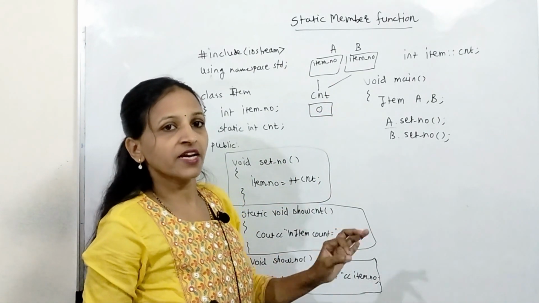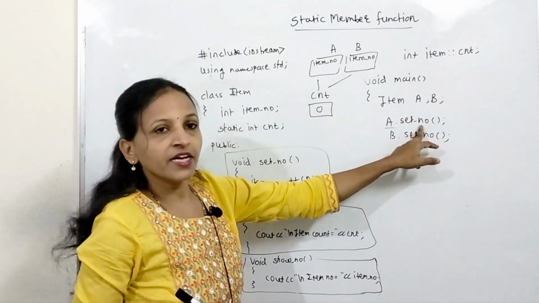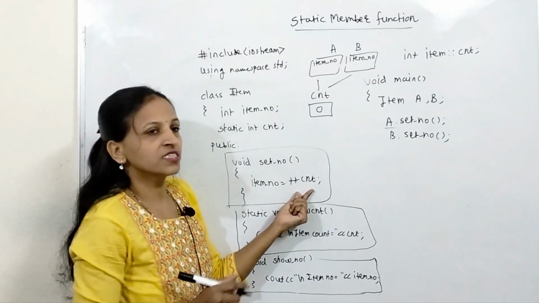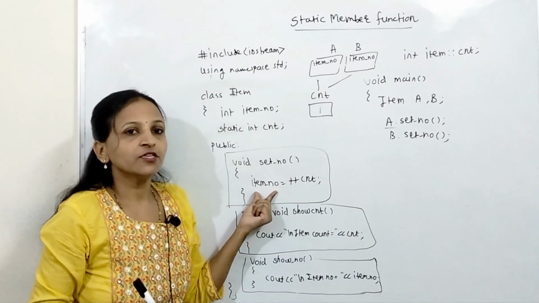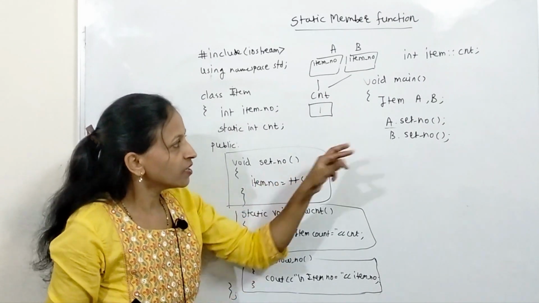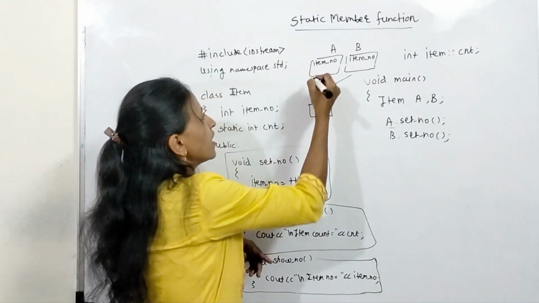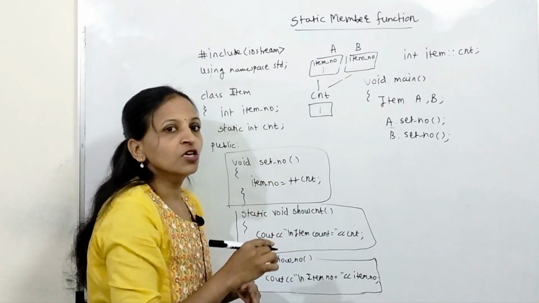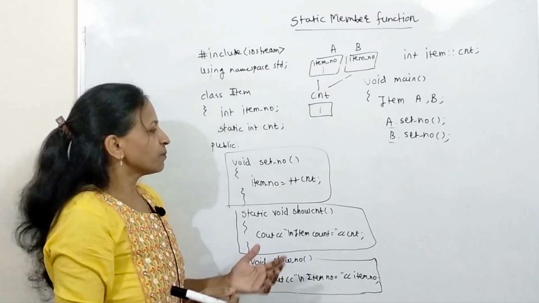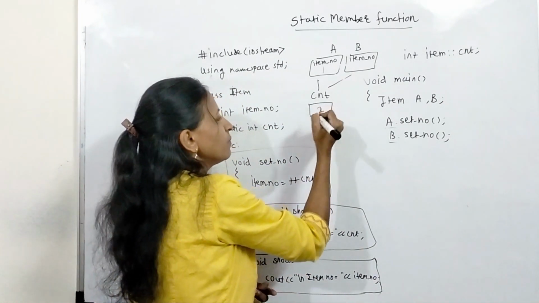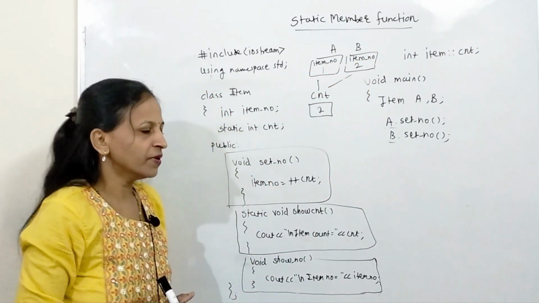We already know the static data member concept. The same is here. Whenever we call a dot set number, the CNT value will get incremented, that is CNT will become 1 and that will get set to item number. Now whose item number? The calling object's item number. Here a is the calling object. That's why here the value 1 will get set to that a. Suppose I am calling b dot set number, again the same thing will happen. CNT will be incremented and that will get set as item number of b.